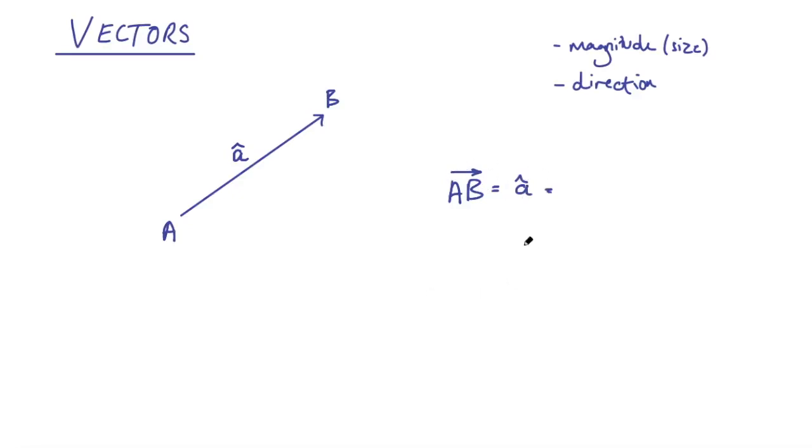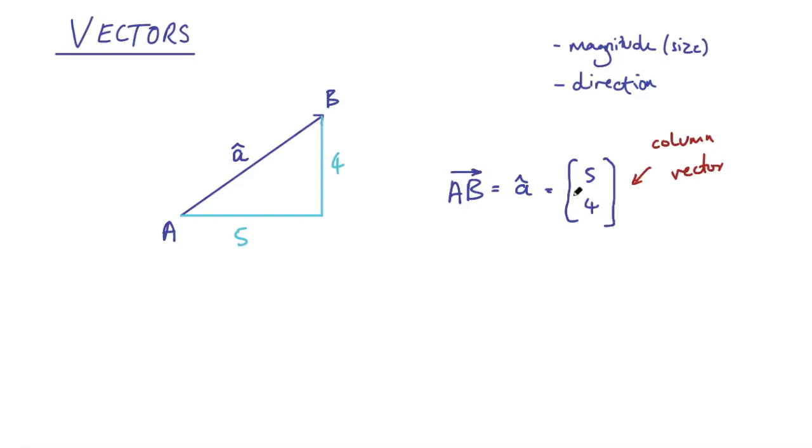Another way of describing vectors is with what we call column vectors. So this is similar to coordinates, so we call this a column vector. So let's say to get from A to B, we need to go horizontally 5 units and up 4 units. So the column vector, the top number represents the horizontal movement and the bottom number represents the vertical movement. So that's another way of describing vectors with a column vector.